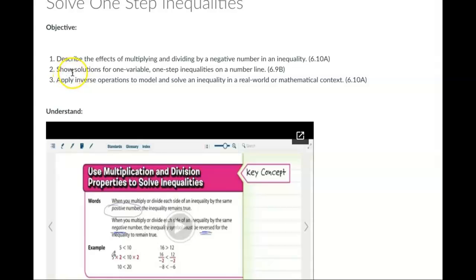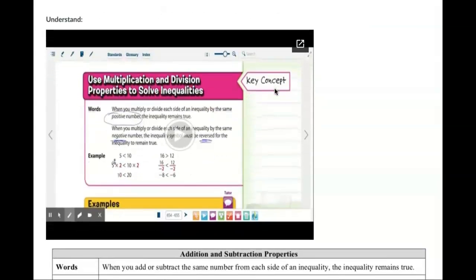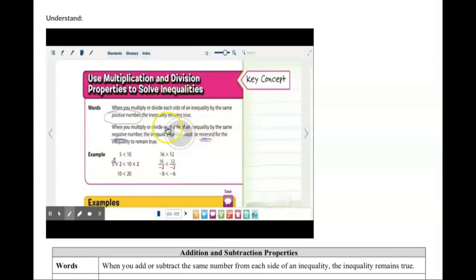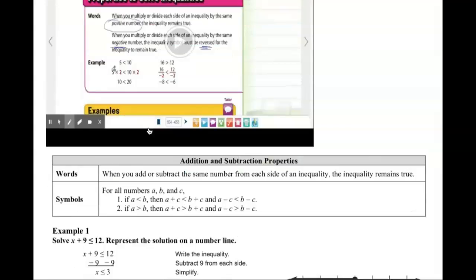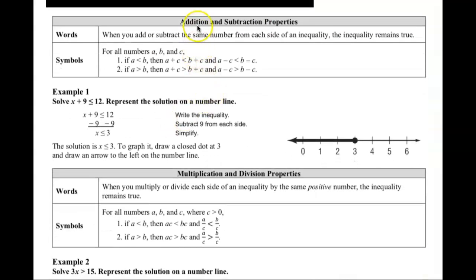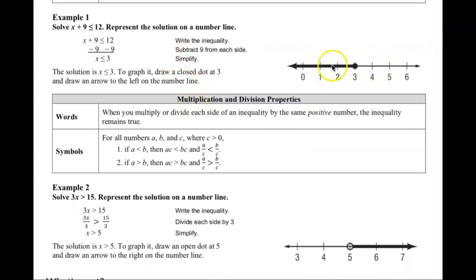We are going to review how to show the solutions for inequalities on number lines, and review also using inverse operations to solve inequalities, very much like equations. This first video here is very important for you to watch if you have no idea how to do what we are doing. So if you find that you don't understand what's going on, please come back and look at the video underneath the word understand. We have notes as well reminding us what the addition and subtraction properties are, and examples showing how to solve inequalities, but also to write them on the number line.